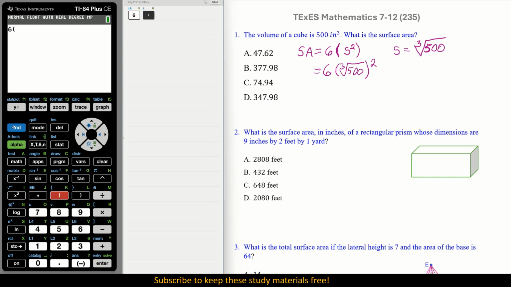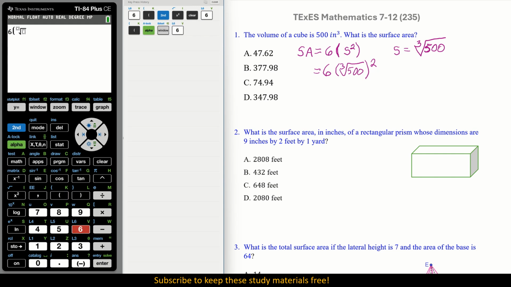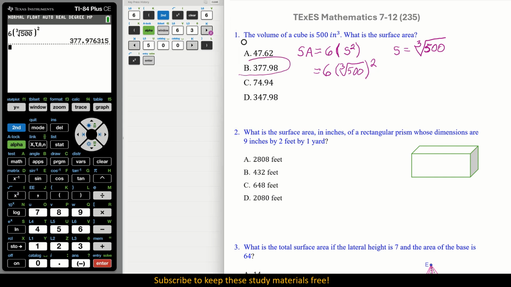6, parentheses, second. Oh, what am I doing? No, we want 6, parentheses, alpha, window, number 6. Cube root, arrow back, 500, arrow over, parentheses. And then push x squared, and we push enter. And that gives us the value we need.